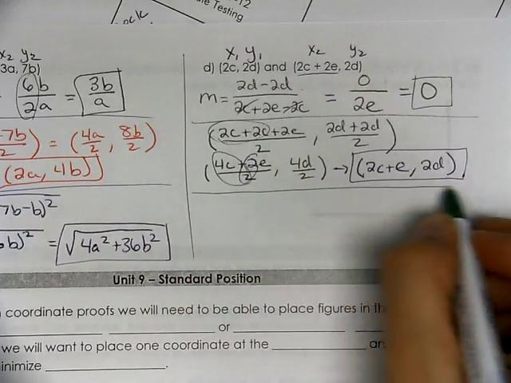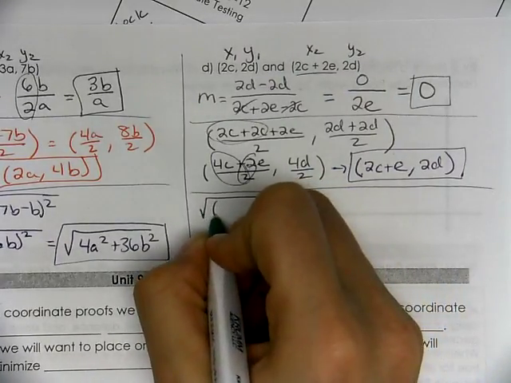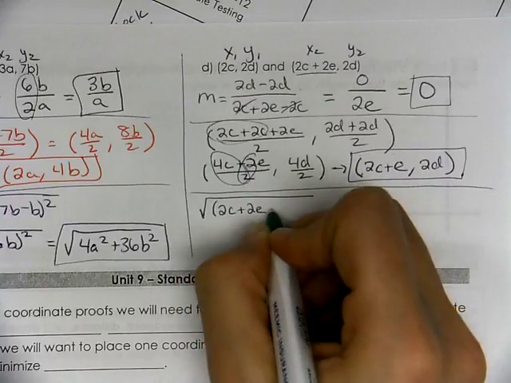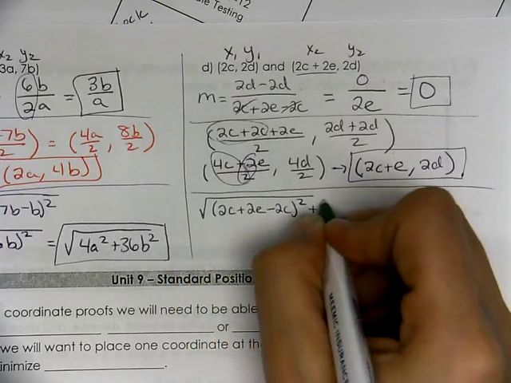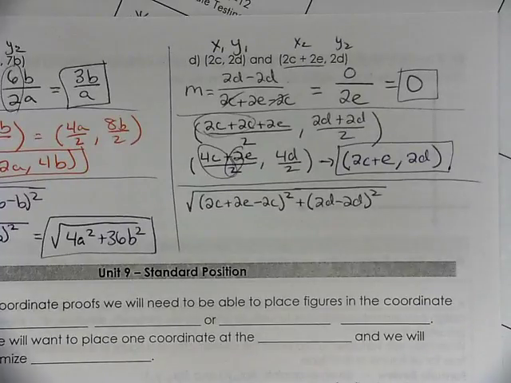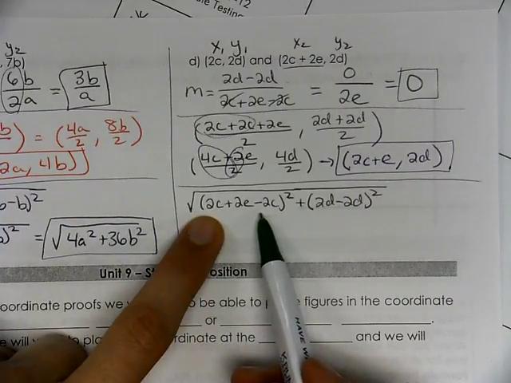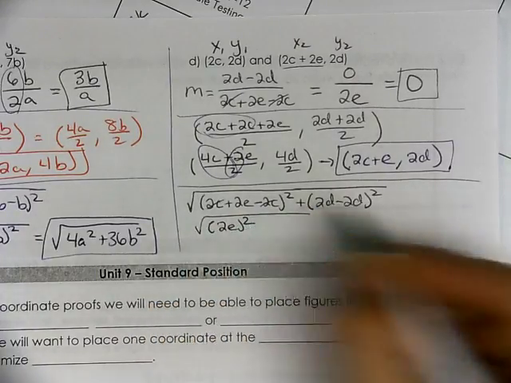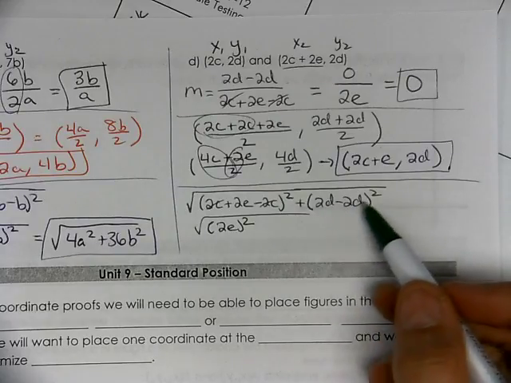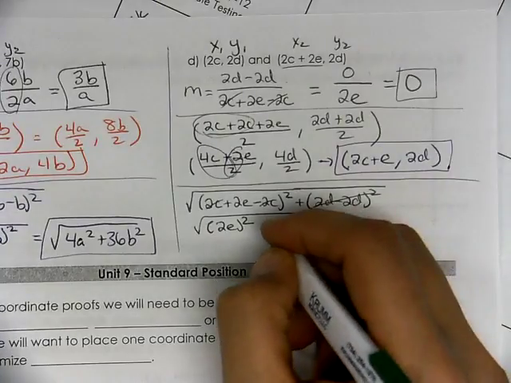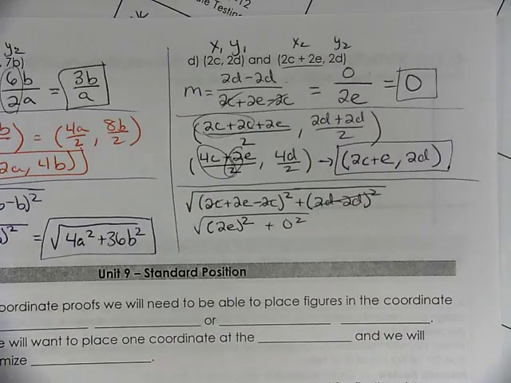Okay, last one is this distance. So, x2 minus x1: 2C plus 2E minus 2C squared, plus 2D minus 2D squared. What did we say with slope? What happens with the 2 C's here? They cancel. So you have the square root of 2E squared. What happens with the 2 D's here too? Don't they cancel? So that whole thing just goes away. It'd be like adding 0 squared, and 0 squared is 0.